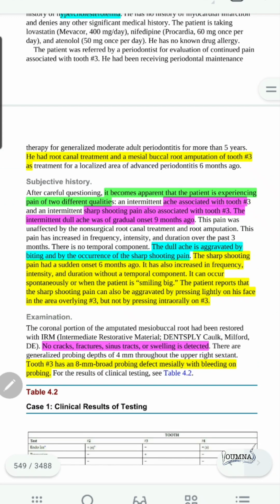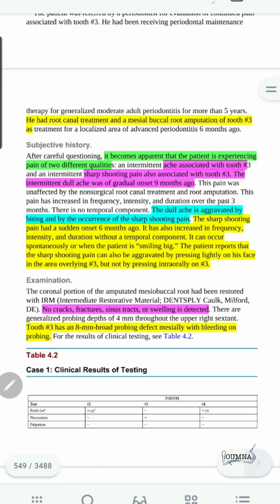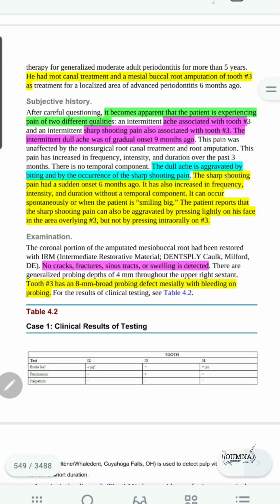At first glance, it became apparent that the patient is experiencing pain of two different qualities. The ache associated with tooth 3 was sharp, shooting pain, and the other pain was of gradual onset 9 months ago. We're saying that the gradual increase of pain is an indication that we're dealing with a non-odontogenic pain. This pain is aggravated by biting or by the occurrence of the sharp shooting pain.